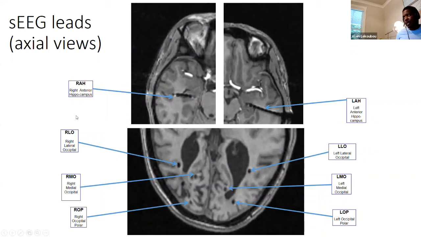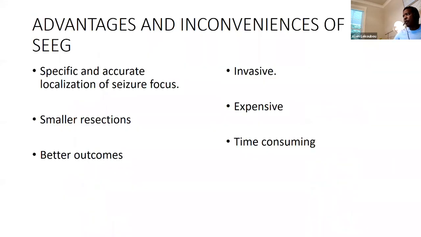There are advantages and inconveniences of stereo EEG. What we know about stereo EEG is that it's very specific and very accurate in localizing the seizure onset focus. It can tell you exactly where things are coming from. And when you know exactly where it's coming from, then you can do a better resection. You remove just a small, tiny portion of the brain where you know exactly where the seizures are coming from, and the outcome is better because you remove the seizure onset zone, where the seizure starts.